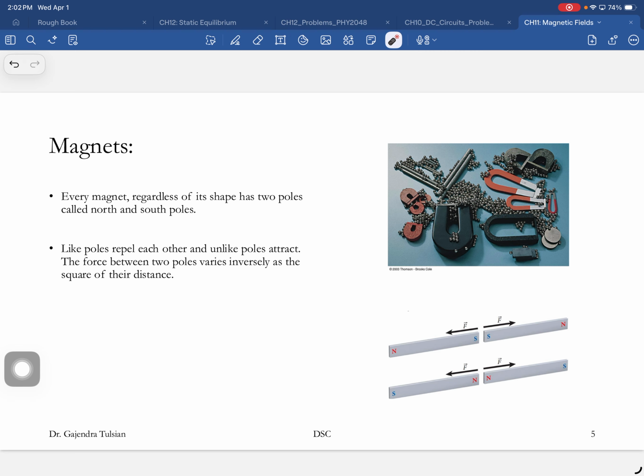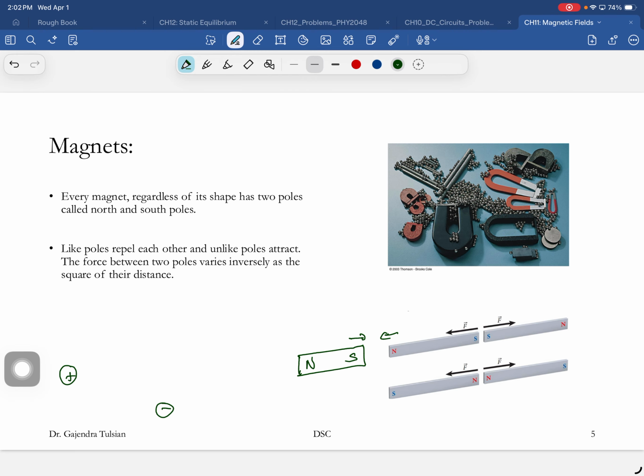In a lot of problems, you will need to figure out the direction of the force. So here's the first vector, the velocity vector, and here's the magnetic field vector. If you turn from V to B, that's the direction in which the screw moves, and that's the direction of the force.